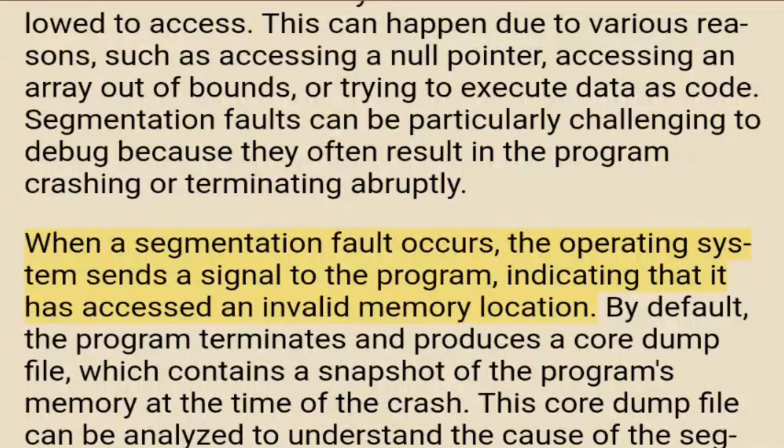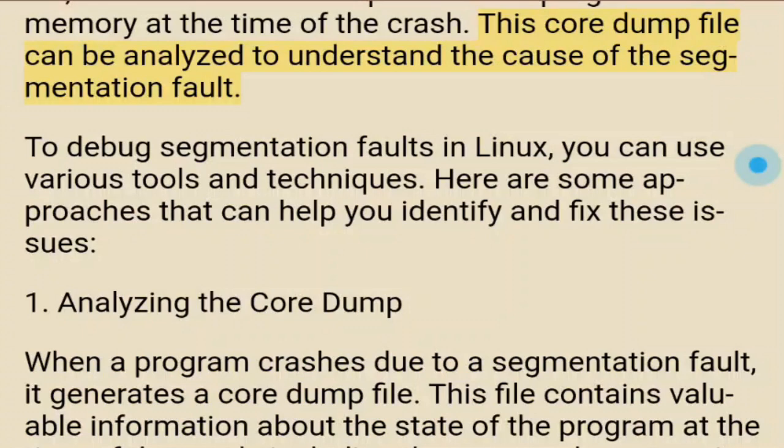When a segmentation fault occurs, the operating system sends a signal to the program, indicating that it has accessed an invalid memory location. By default, the program terminates and produces a core dump file, which contains a snapshot of the program's memory at the time of the crash. This core dump file can be analyzed to understand the cause of the segmentation fault. To debug segmentation faults in Linux, you can use various tools and techniques. Here are some approaches that can help you identify and fix these issues.